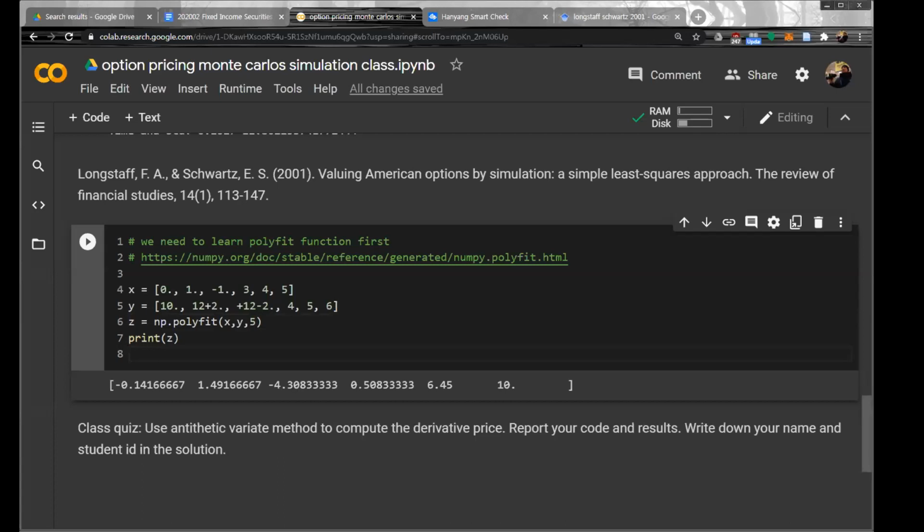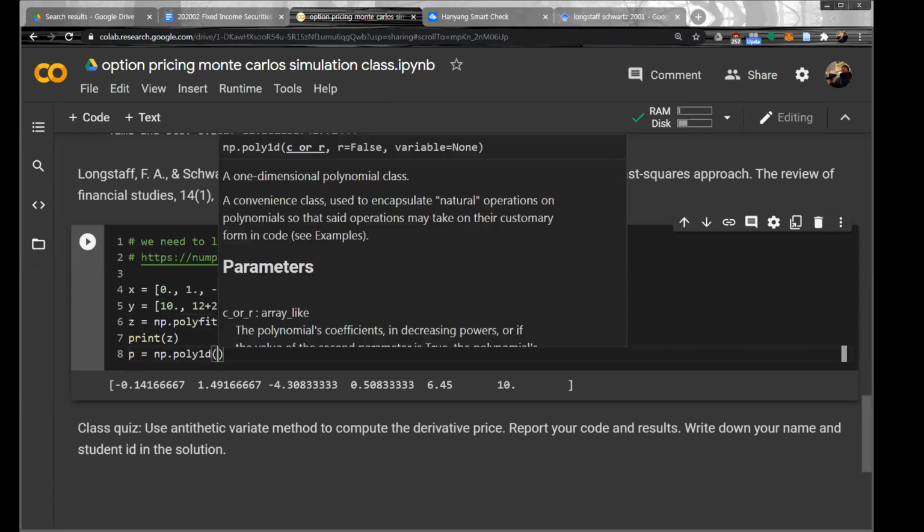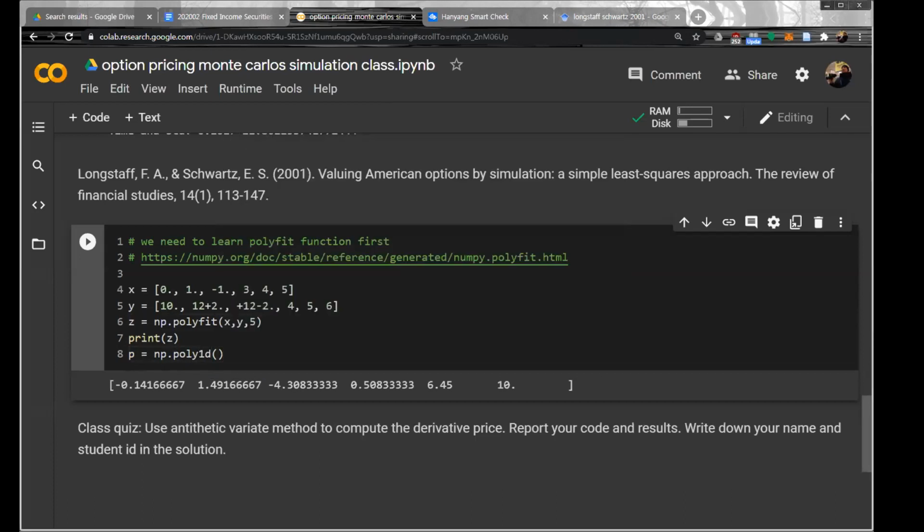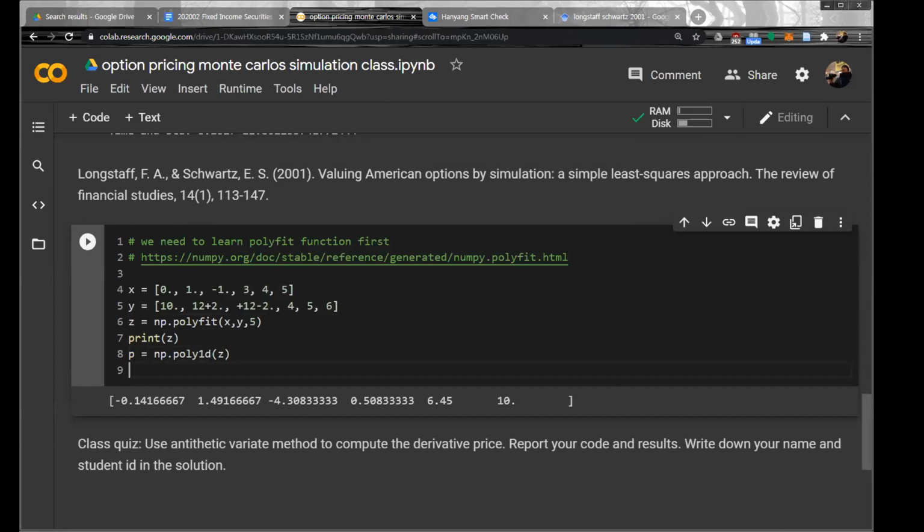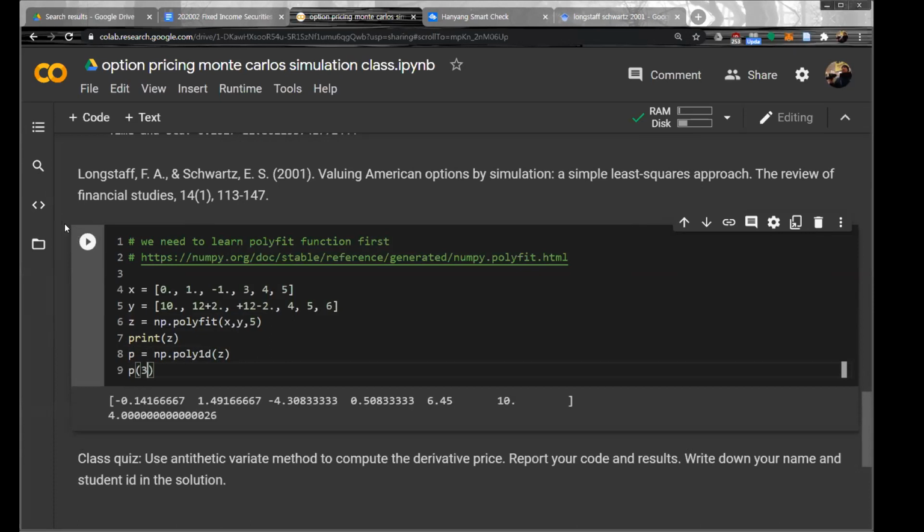And then let's say P equals np.poly1d, and then put in this Z function. And then let's calculate P(2), P(3). When P is 3, it has this one. Okay, so let me go back to the previous one, a very simple one.